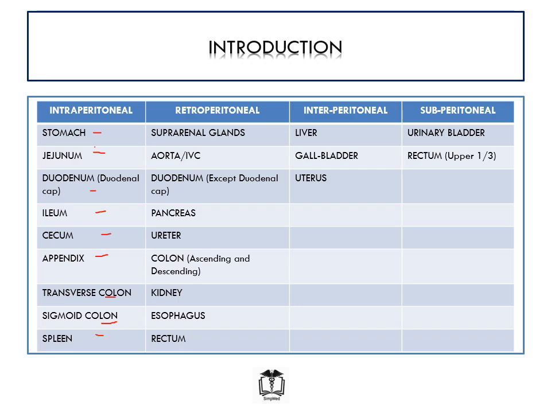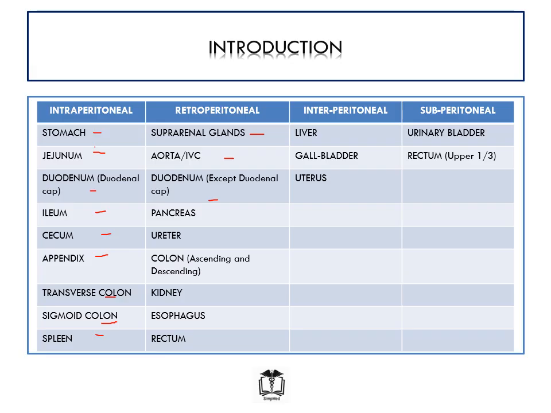For the retroperitoneal organs, we like to use the acronym or mnemonic SADPUCKER to remember the examples of organs called retroperitoneal organs. We have organs like the suprarenal glands or the adrenal glands. The aorta and the IVC are also considered retroperitoneal.